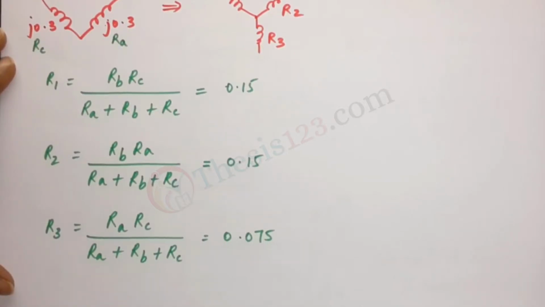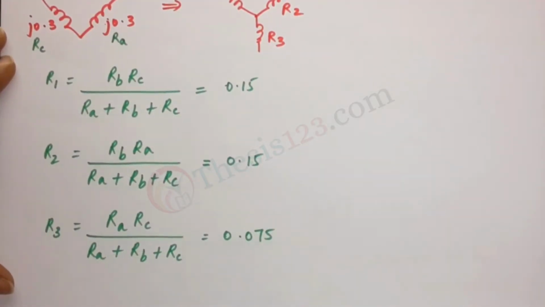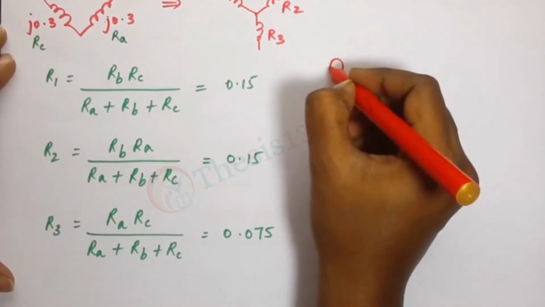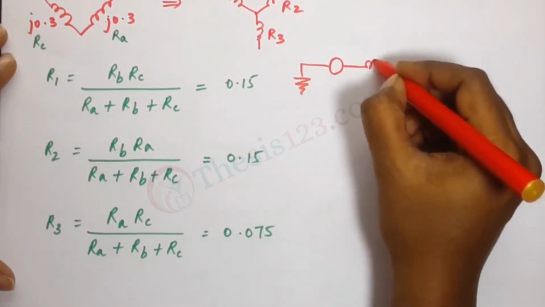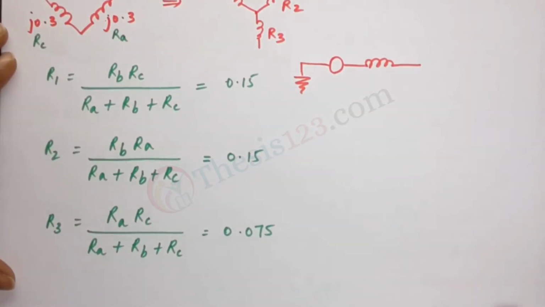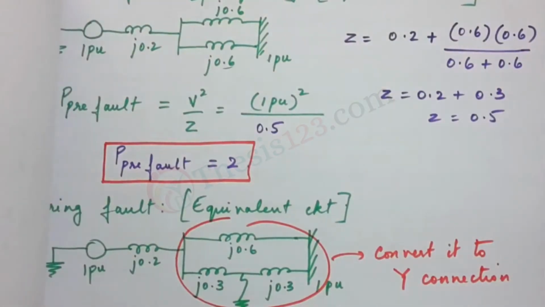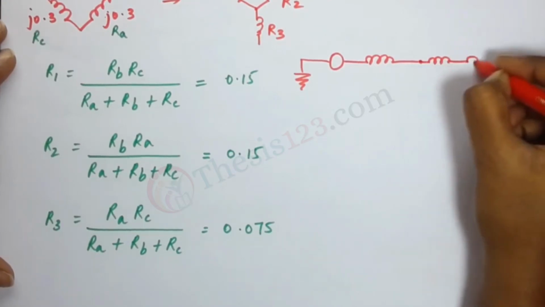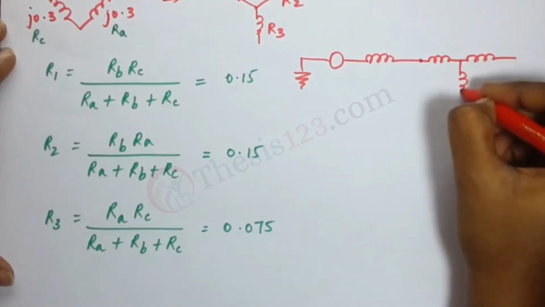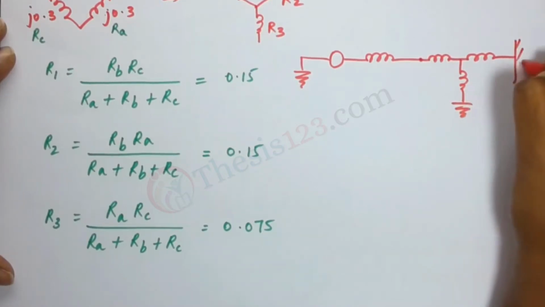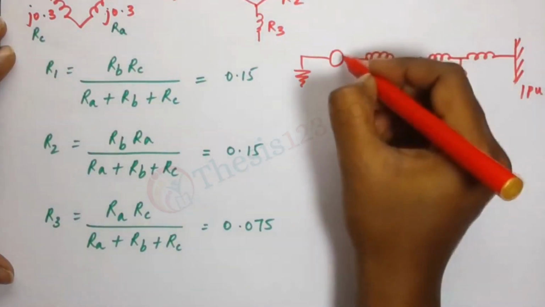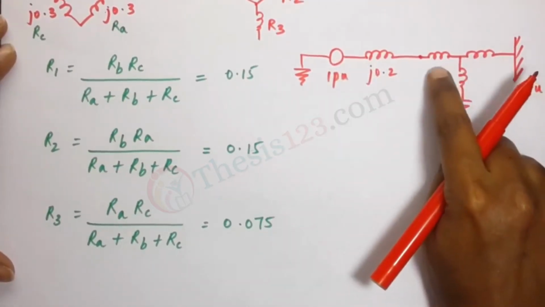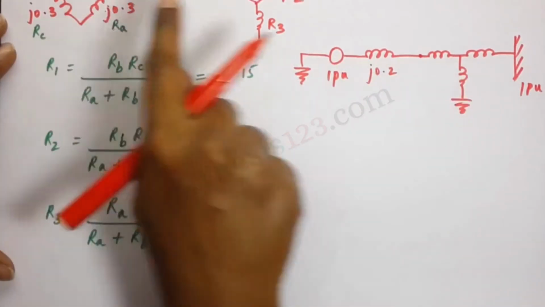0.075. Okay, so if we were to write this in the equivalent form in the circuit, please observe. Okay, so we are converting this delta connection to star. So this is what we get here. That's 1, 2, and 3. That's our infinite bus, 1 pu, and that's 0.2, j.2, that's 1 pu. Okay, so this is our star of what we have converted.